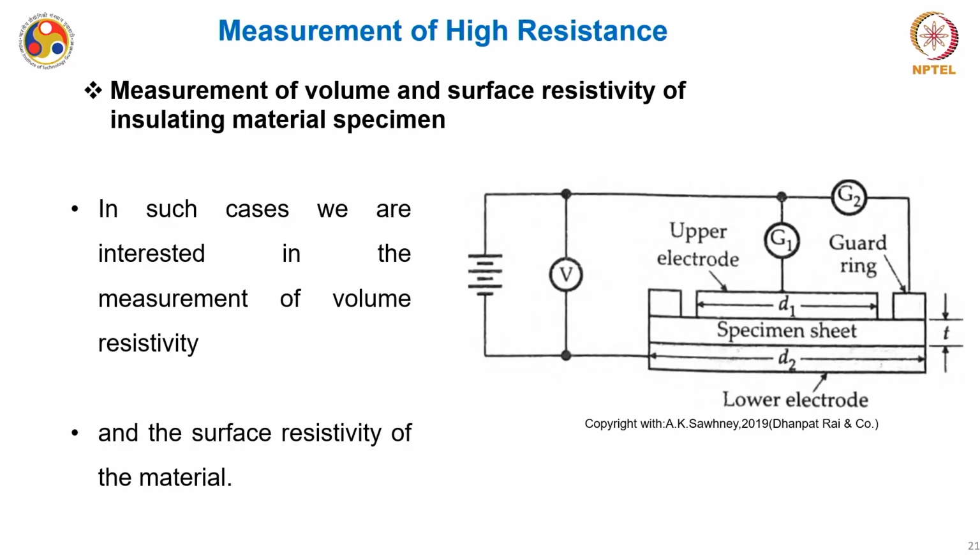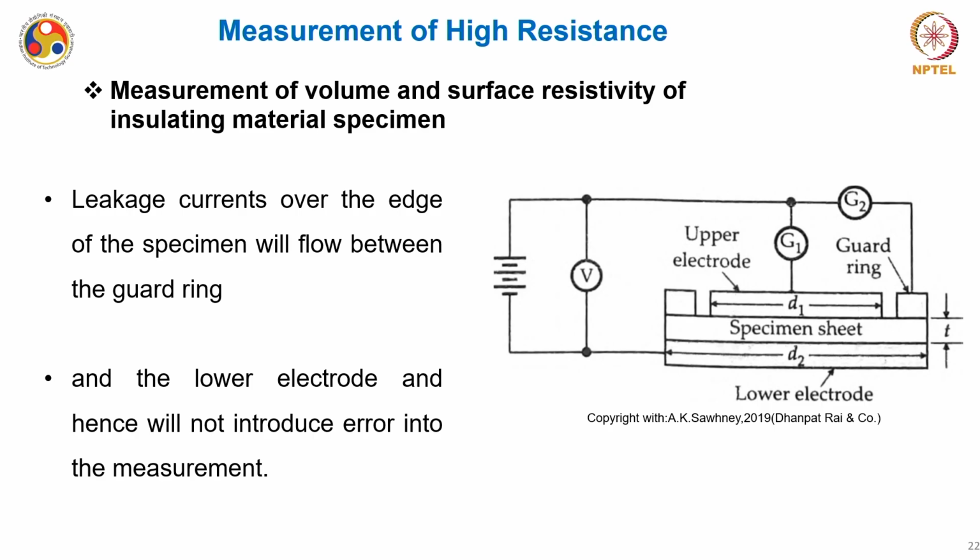Okay, you can see this part is the specimen. This is your electrode D2 and this is the electrode D1. Please note the edged part between D1 and D2 are not equal, so D1 is not equal to D2.